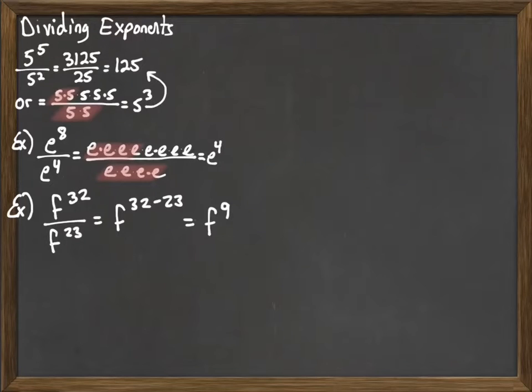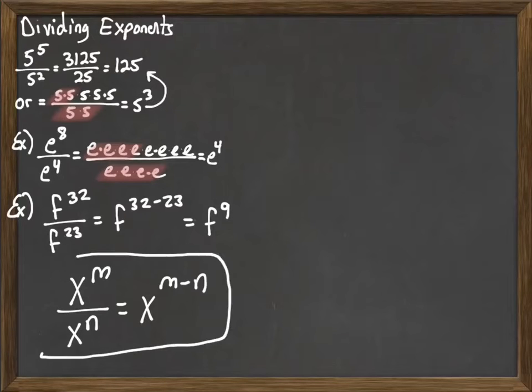Okay, so in the last video we looked at these three problems here, and we saw that what really happened is we were subtracting the exponents every time. And so let's state that now as a formal formula here. X to the m over x to the n is going to be x to the m minus n. We're always subtracting the number in top minus the number in bottom.